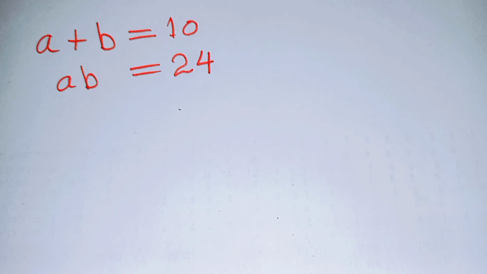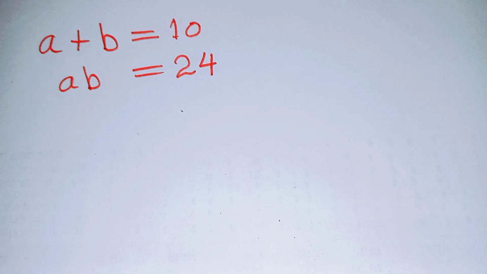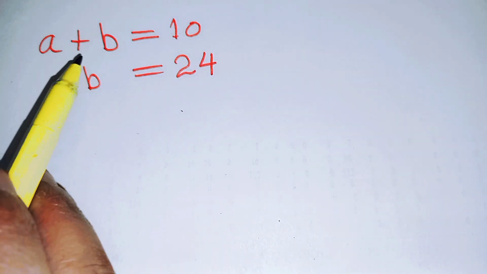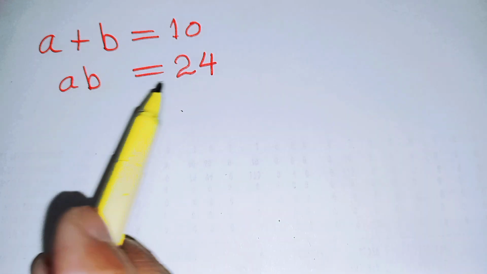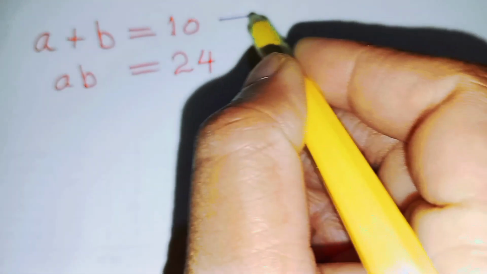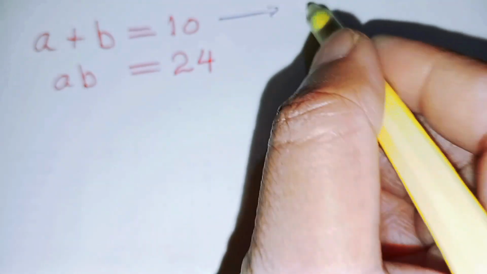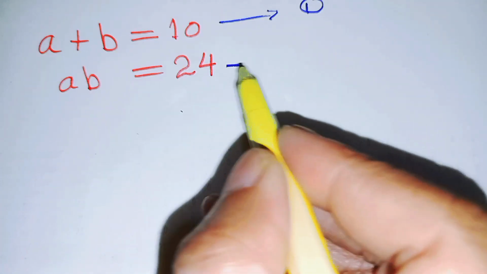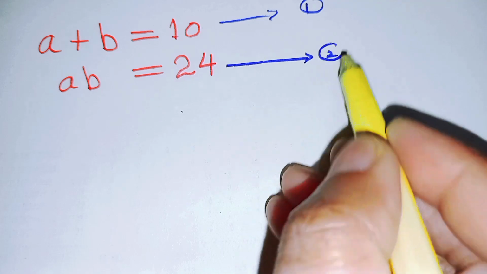In this video we are going to solve a nice algebraic problem. We have a plus b is equal to 10 and ab is equal to 24. This is the first equation and this is the second equation.